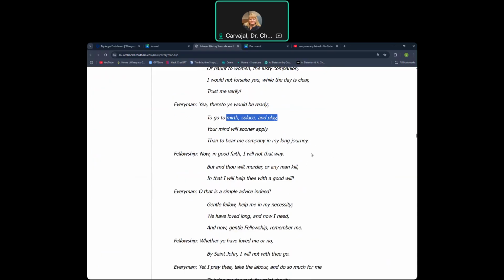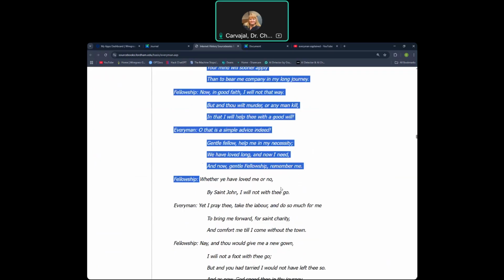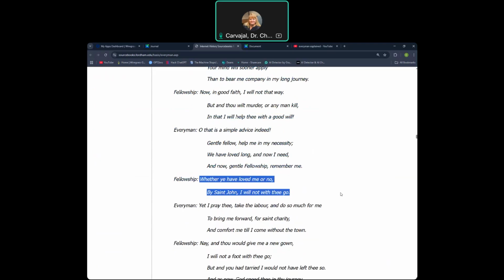He goes, "No, no, I'm not going that way. But if you will murder or kill somebody, I'd help you to do that. Like, I won't die for you and go with you, but I'll kill for you." And he goes, "What the heck?" And Everyman kind of sees through this friendship. He goes, "Wait a second. Come on, remember me. Remember how much we were friends." And he goes, "Whether you love me or not, I'm not going with you."